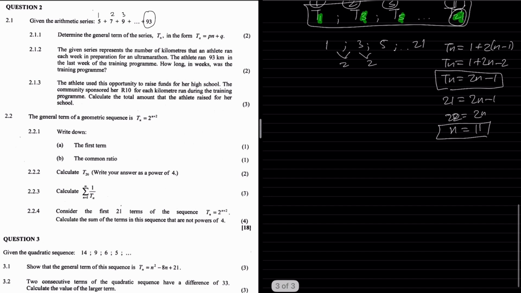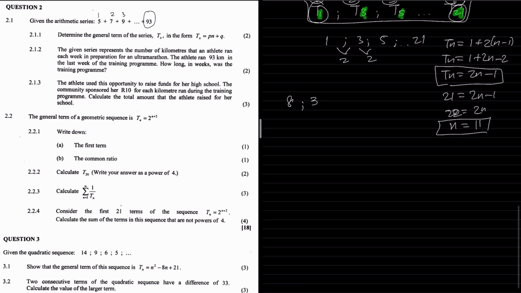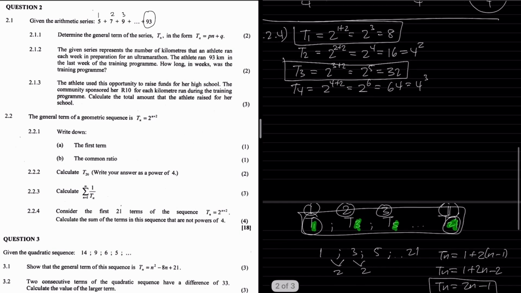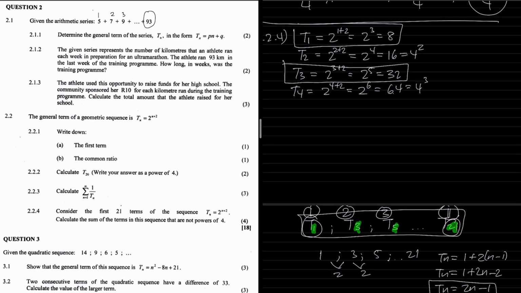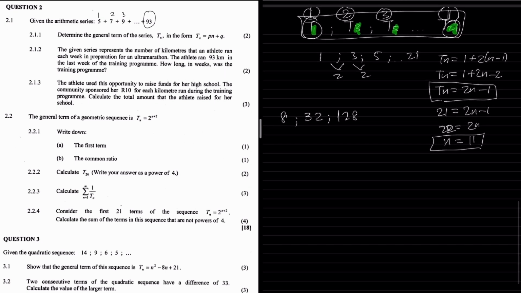So our sequence is actually going to be: the first term was 8, the next one was 32, then 64 was a power, then 128, which is 2 to the power of 7, that's not a power of 4. So we'll go 128 here. And we can see that each time you are multiplying by 4.